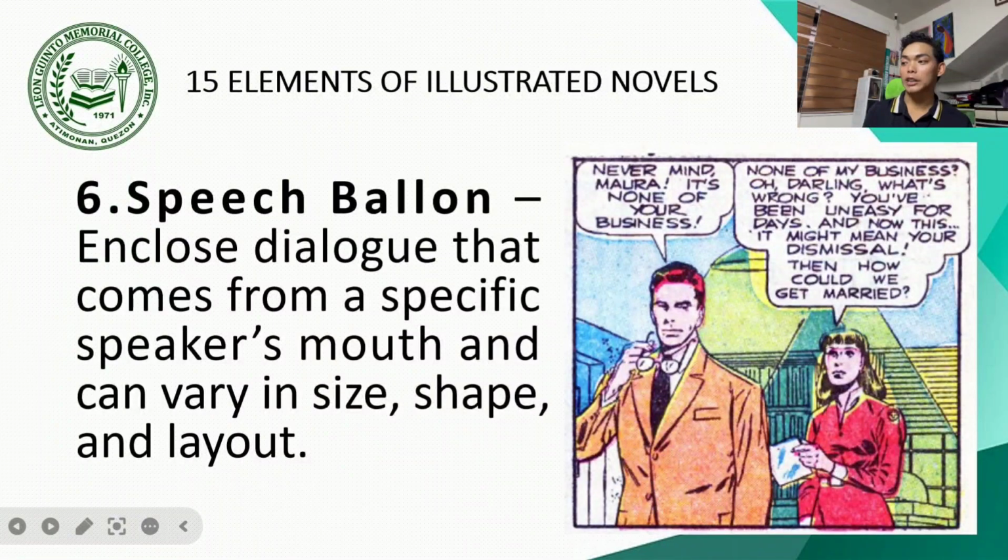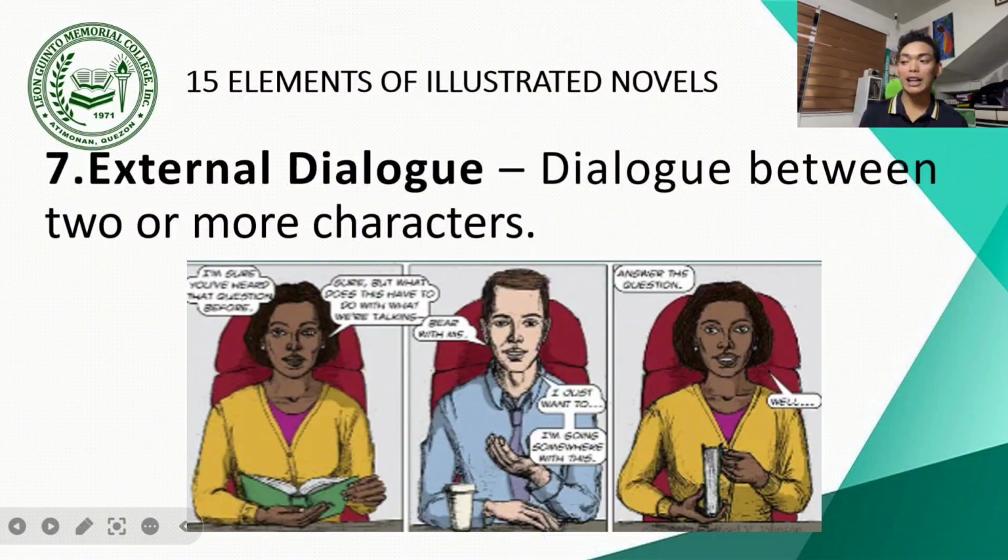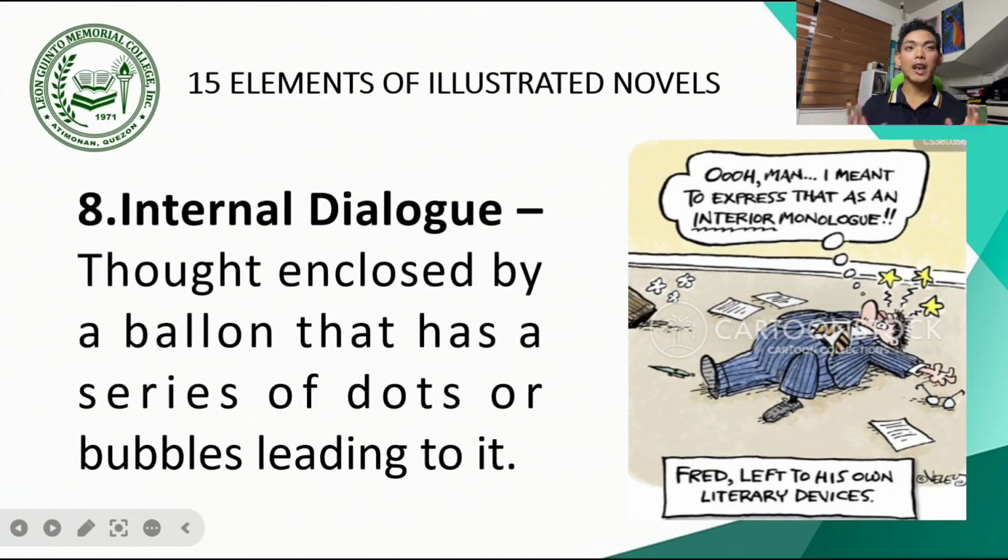The seventh one is the external dialogue, which is dialogue between two or more characters. Here are the examples of the external dialogues. Here, the eighth element, we have internal dialogues. Here are the examples of internal dialogues, enclosed by a balloon that has a series of dots. As you can see, we have 5 dots or bubbles leading to it. So those are examples of internal dialogue.